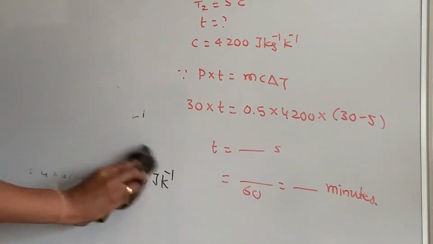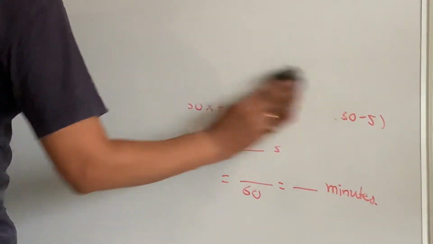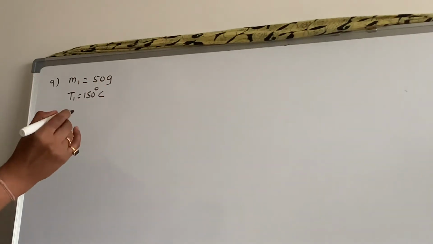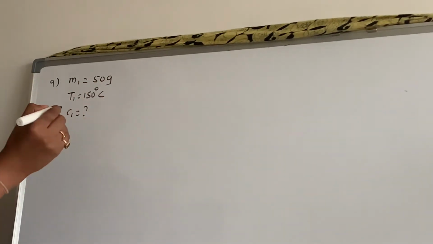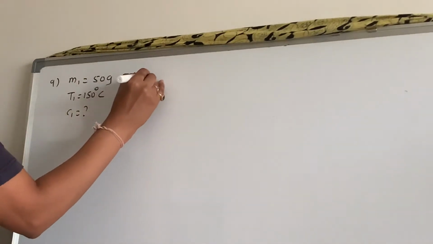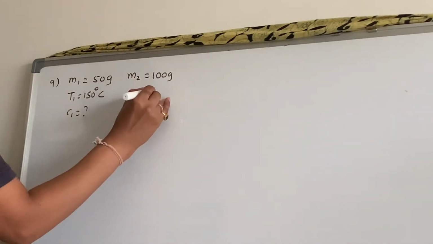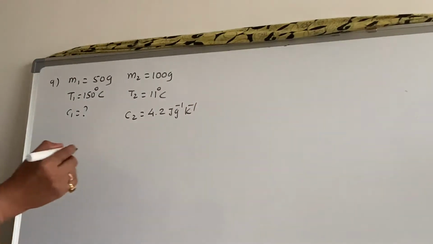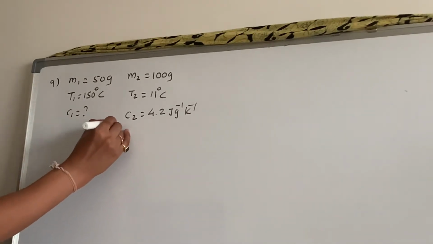The 9th type is different. Just check. In question 9, what is given? A mass of 50 gram of a certain metal. So M1 is given as 50 gram, T1 is given as 150 degrees Celsius. C1 they want, the specific heat capacity of this metal. Immersed in M2, which is 100 gram, T2 is 11 degrees Celsius, C2 is water with 4.2 joule per gram per Kelvin. And what they want here is the temperature of the mixture T, which is given as 20 degrees Celsius.